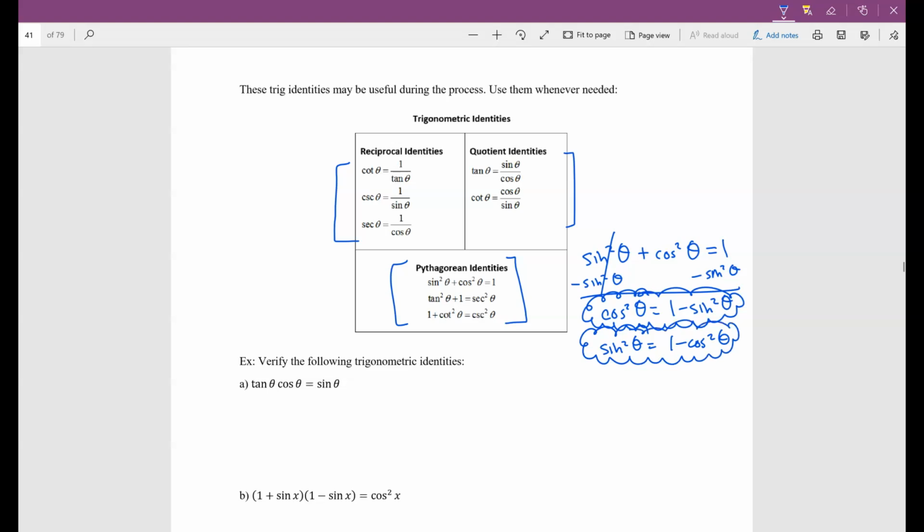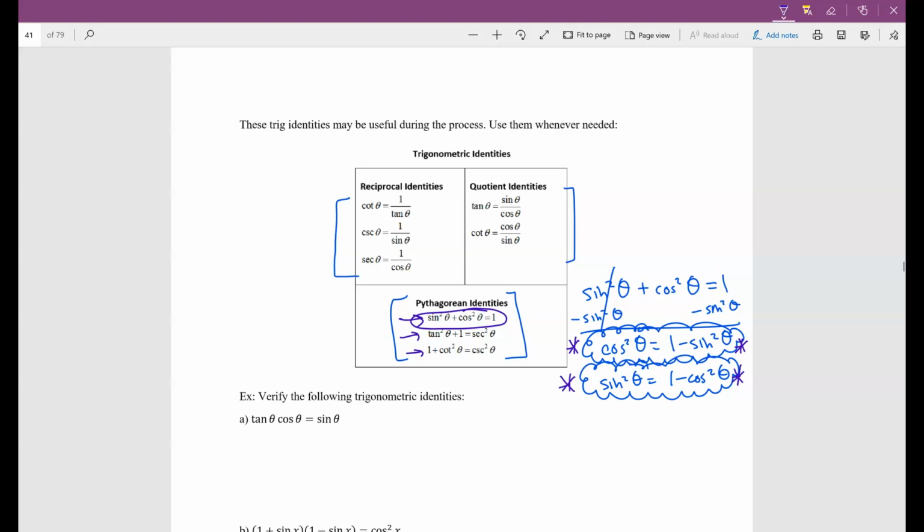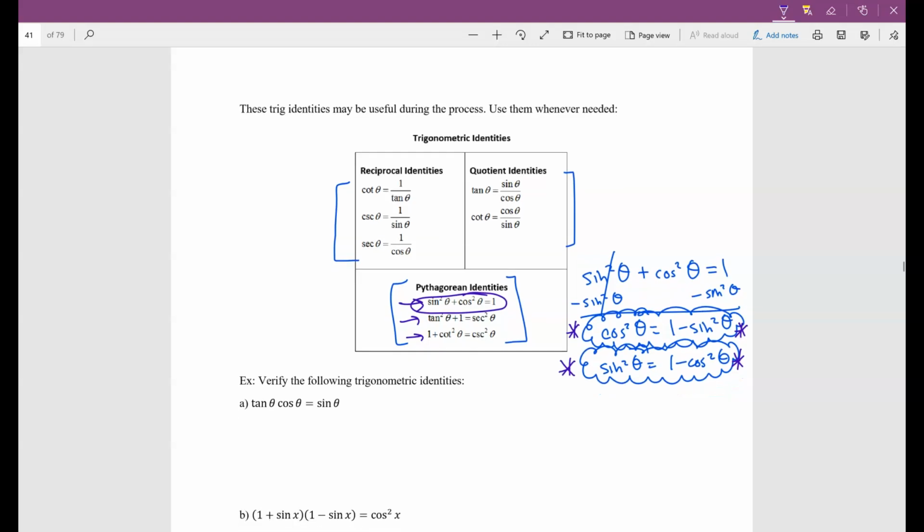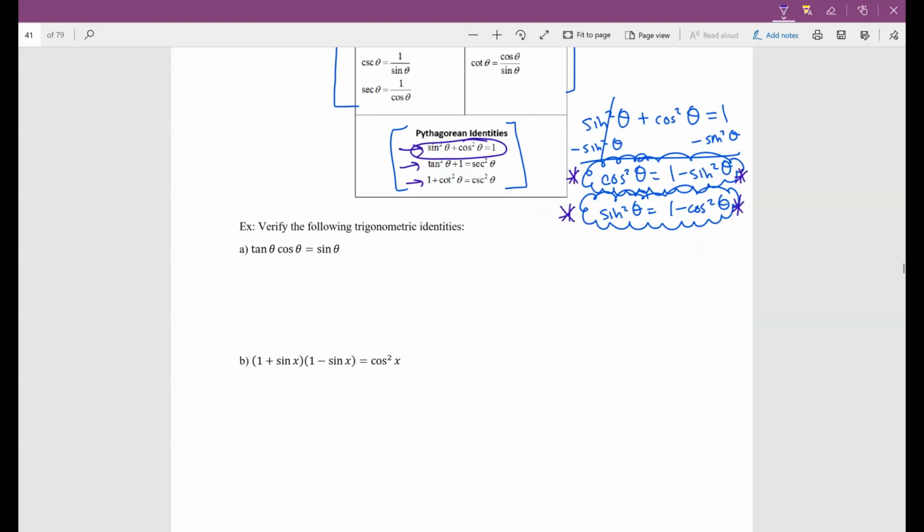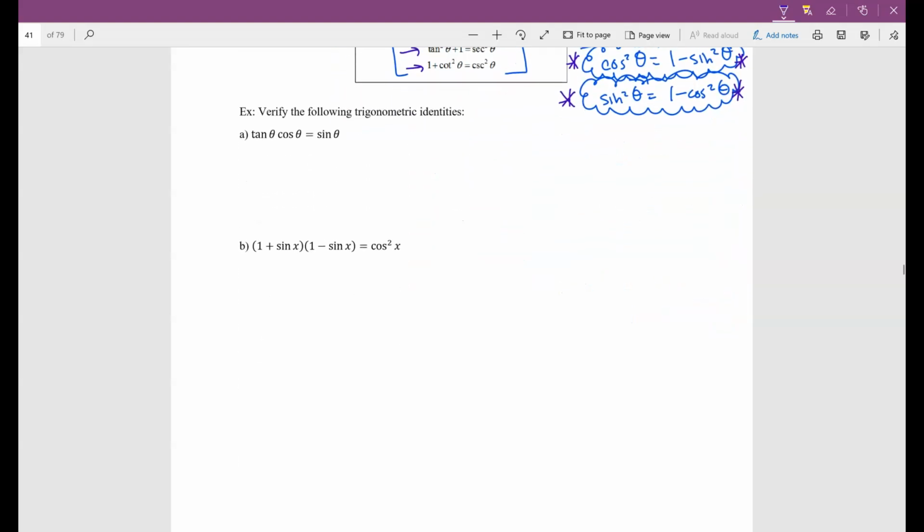Most of the time, you have to use these identities very, very often. So do keep in mind that you can rewrite the first one and even the other ones, but usually it's the first one that gets rewritten, to find what the cosine squared theta or the sine squared theta is. Okay, so this is a little preview of what we're going to be doing in this section. In the next video, I'm going to do a couple of problems so that you can see how we verify these identities.